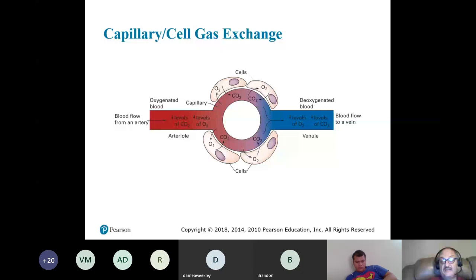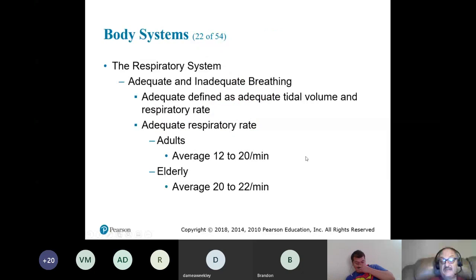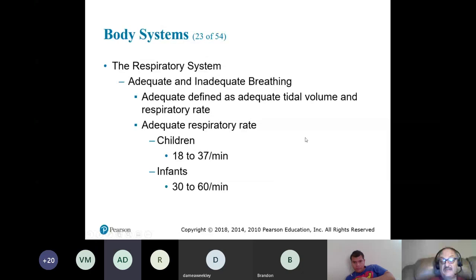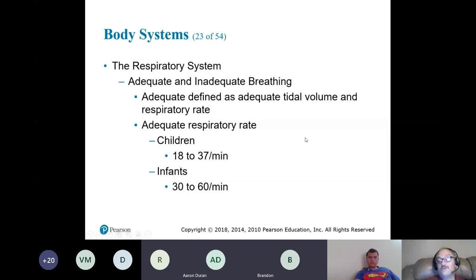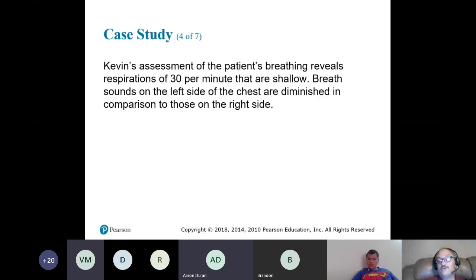So these are the numbers I gave you, adequate and inadequate breathing. All right, so, assessment of the patient's breathing reveals respirations of 30 per minute that are shallow. So is that adequate? No. I asked if that breathing, 30 times a minute, is adequate. No, because this is an adult, right? And what is the range of breathing for an adult? 12 to 20.